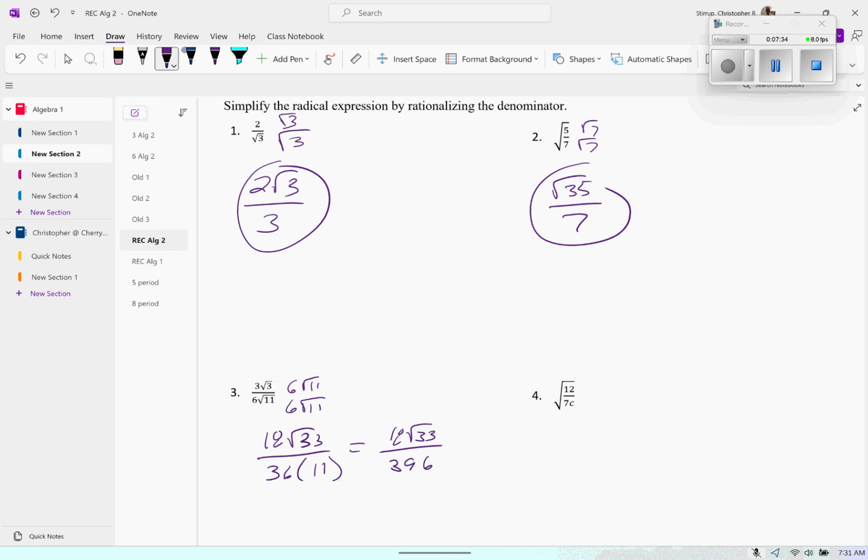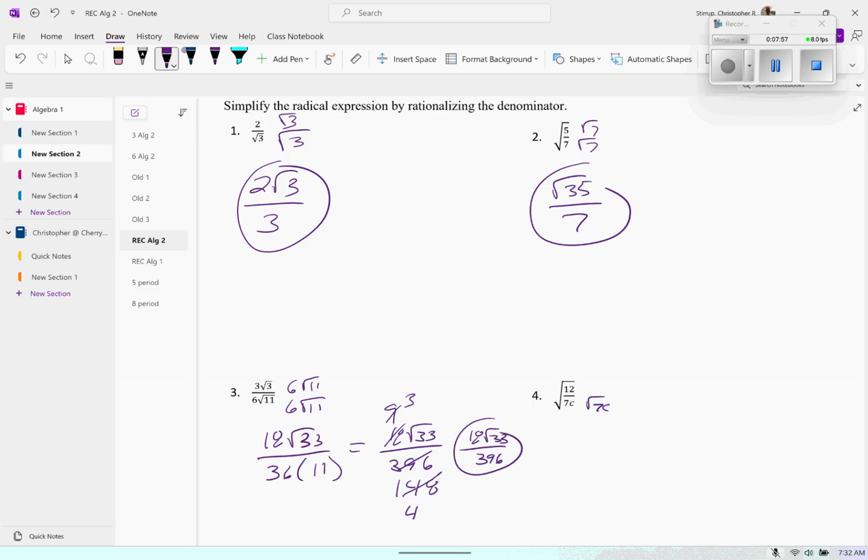And it looks like 2 goes into there, 2 goes into there. And I think 3 goes into there, and 3 goes into there. That's going to be 428. Nope. My answer is just going to be the root 33 over 396. That's my answer. It didn't reduce any further.